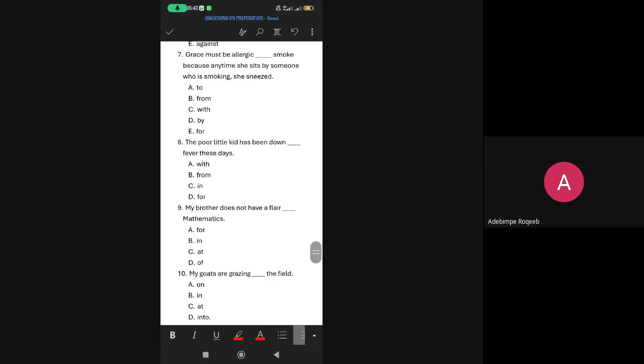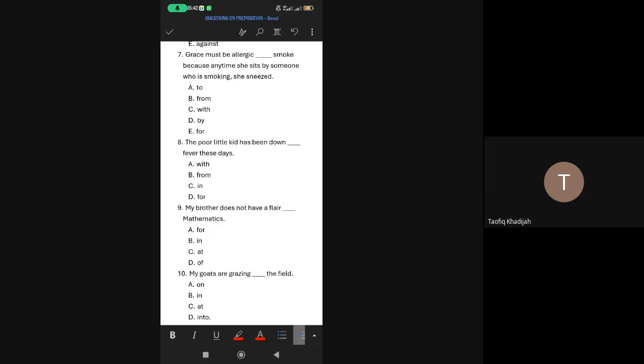Okay, number 7. Grace must be allergic dash smoke because anytime she sits by someone who is smoking, she sneezed. This should be "she sneezes." The answer is A, so we have allergic to. She's allergic to something.